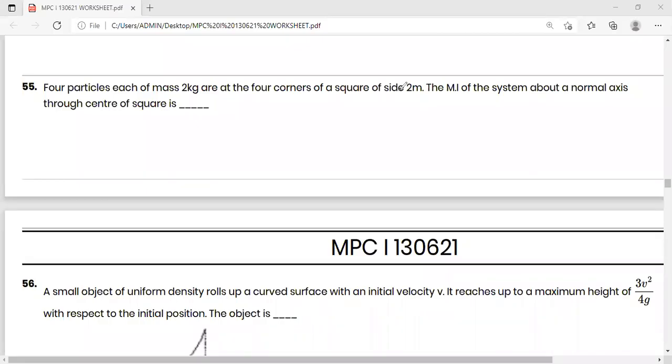Good morning, all. Today I will explain the questions from the previous week's question paper. See the first question, the 55th question it is.